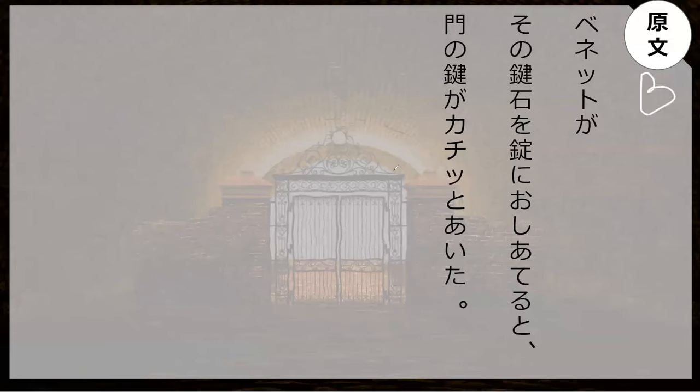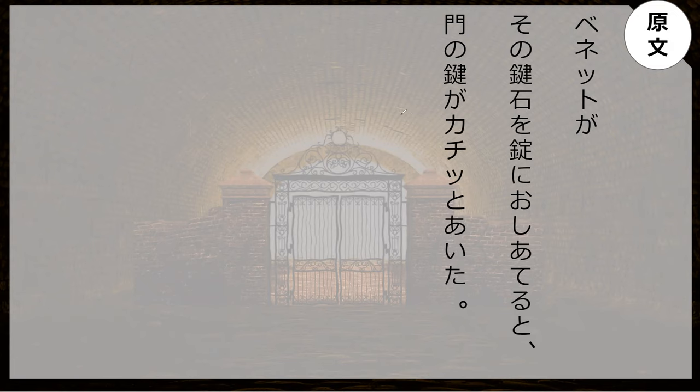So let's go read the line from the book. ベネットがその鍵石を鍵。 Close. So kagi is up here, right? With this part, there's our kagi. This part right here means lock. Lock was jo. じょうに押し当てると、門の鍵がカチッと開いた。 Here we have kagi meaning lock and jo meaning lock. I guess kagi is like the pieces of the lock that is used to lock something.